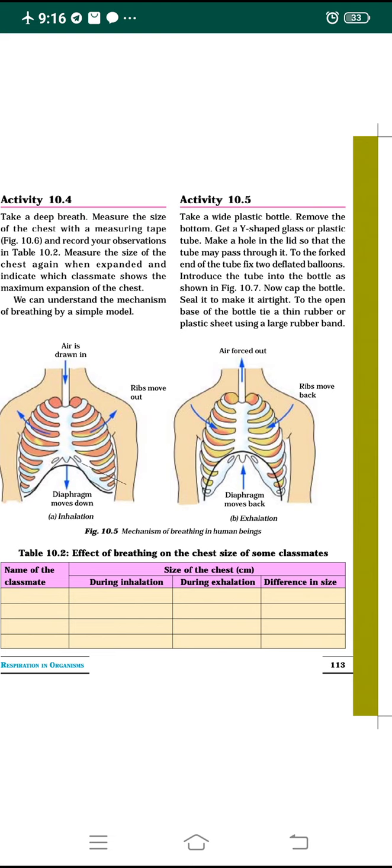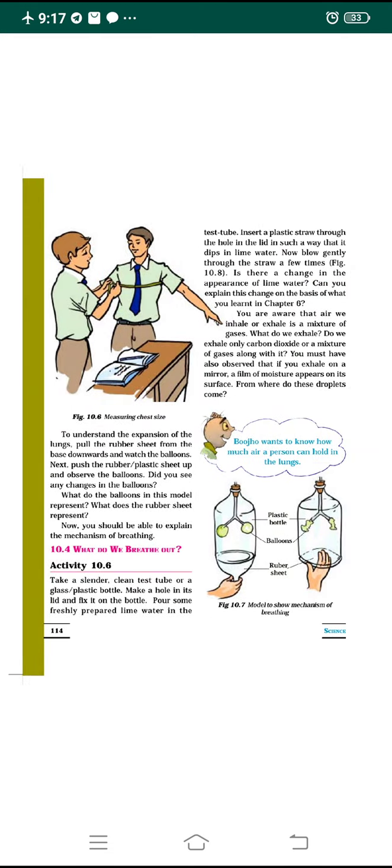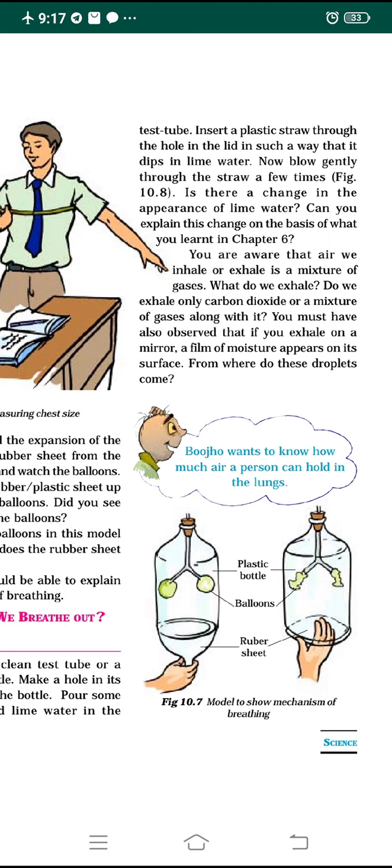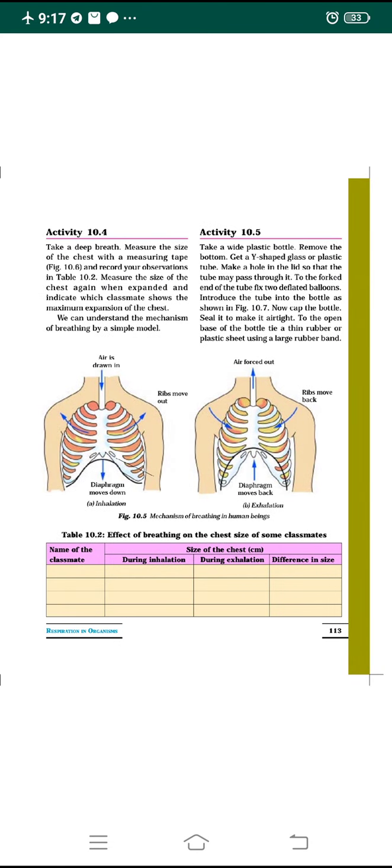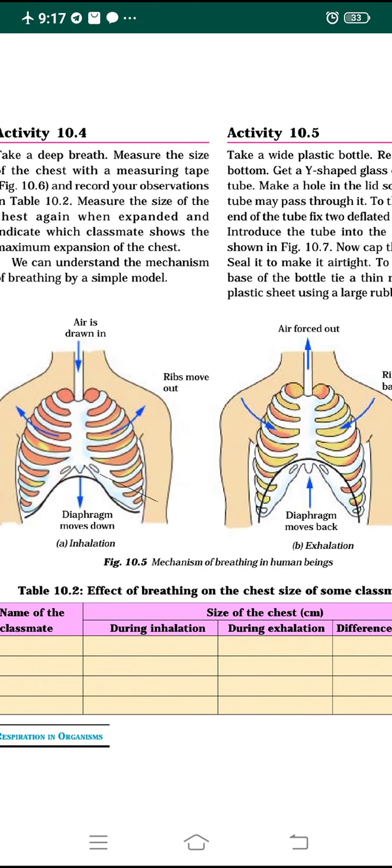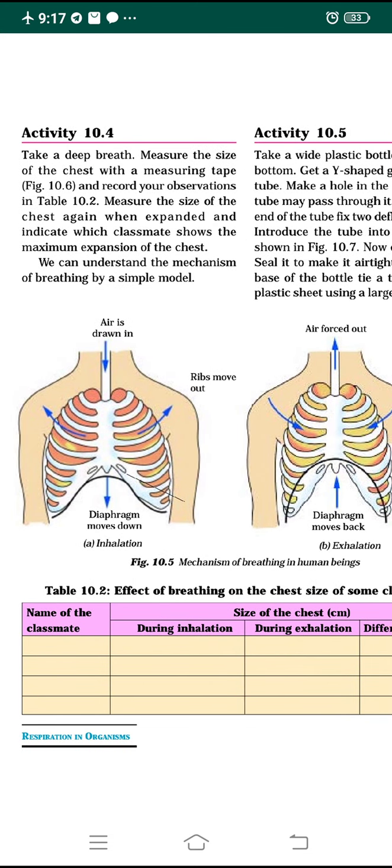To the base of the bottle, you have to tie one thin rubber sheet or plastic sheet using a large rubber band. You can see it here. Using a large rubber band, you tie the lower portion. By this your model is ready. Now let's go through the diagram of the inhalation and exhalation process.